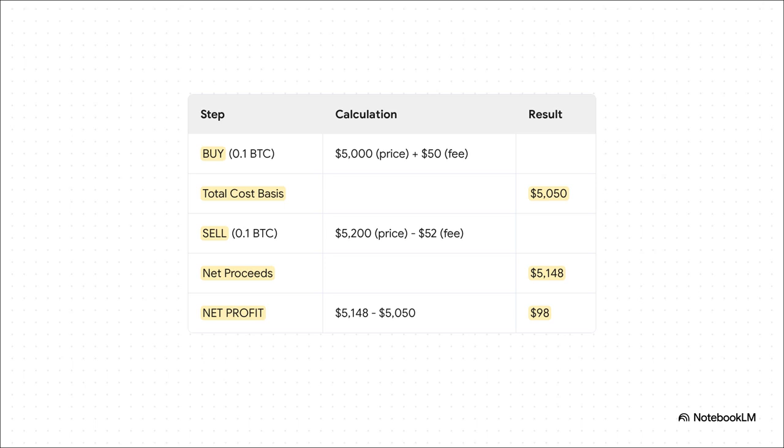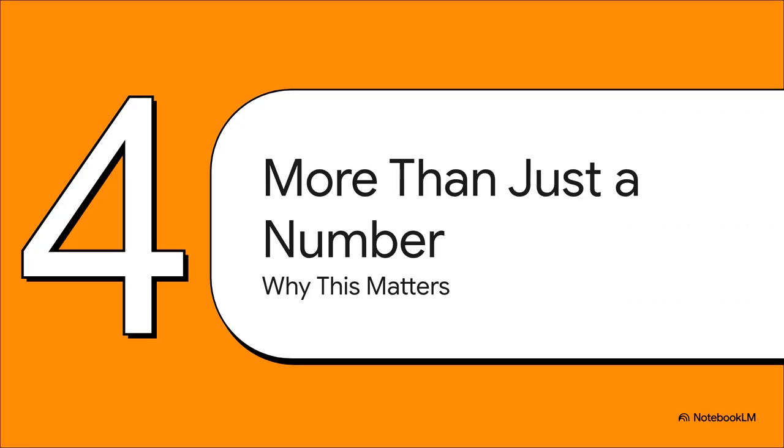So now, the moment of truth. We take our net proceeds and subtract our total cost, and our big $200 win shrinks all the way down to just $98. So, why are we going through all this trouble? Because getting this right isn't just about making your spreadsheets look nice. This has massive, real-world consequences for your wallet, for your taxes, and for your entire trading strategy going forward.